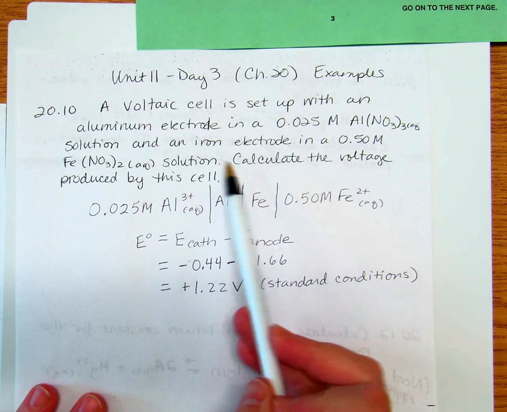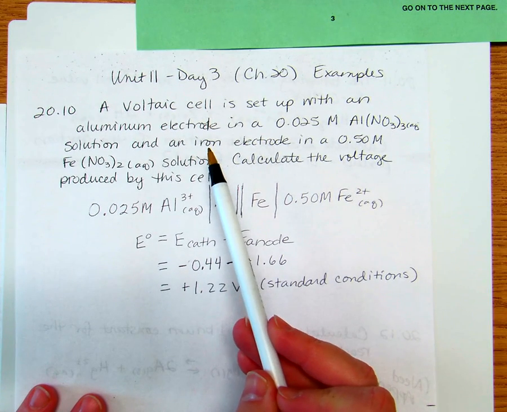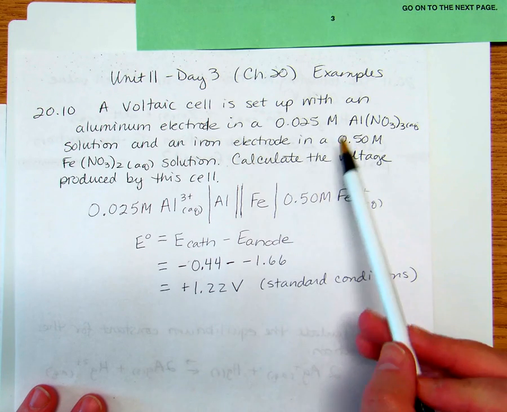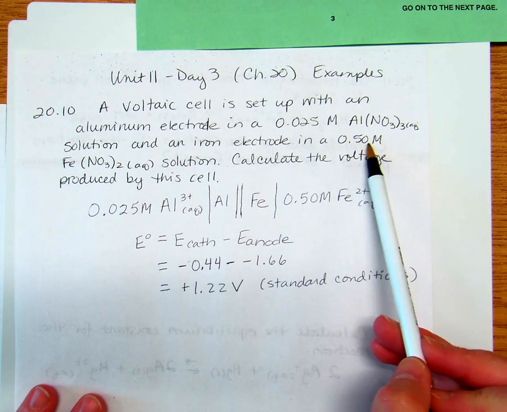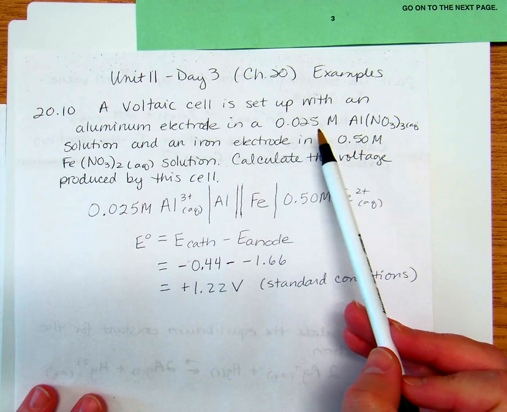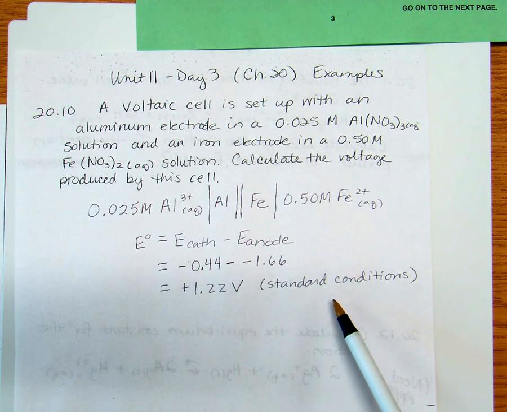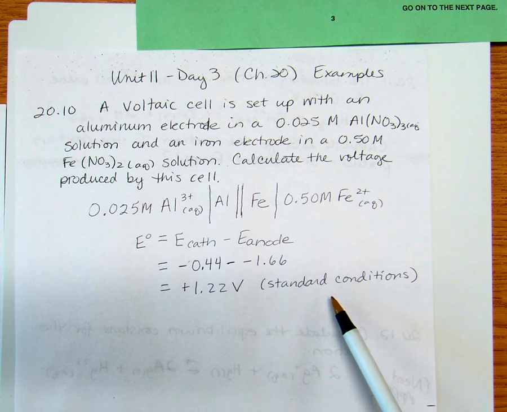The temperature is not discussed in the problem. If there's no temperature given, you can assume that the temperature is standard, or 298, but the molar quantities are not 1. So it's very clear we are not at standard conditions. So therefore, we're not done. If we were at standard conditions, we would be done.